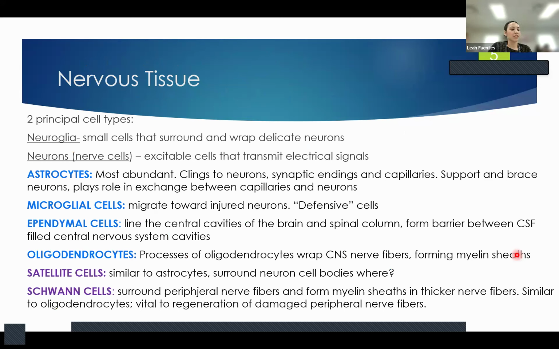Okay, moving forward, we start talking about nervous tissue. So we have two principal cell types. We have neuroglia and neurons. So neuroglia are the small cells that surround and wrap the delicate neurons, whereas the neurons or the nerve cells are excitable cells that transmit the electrical signals.